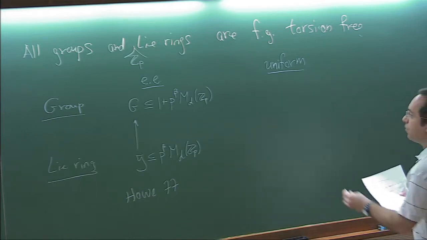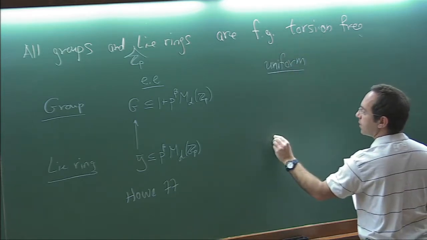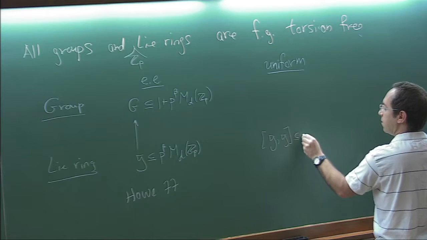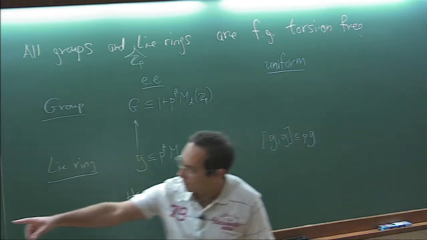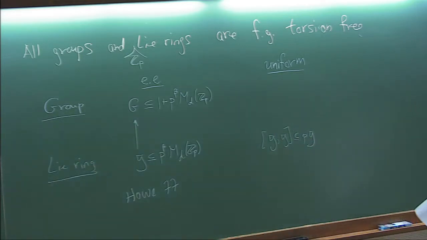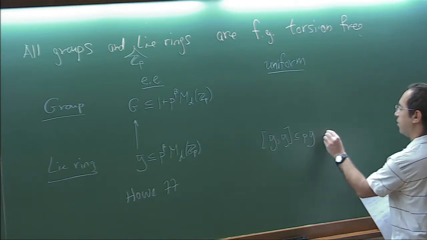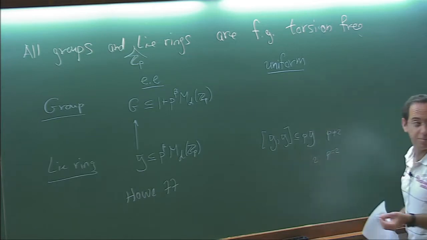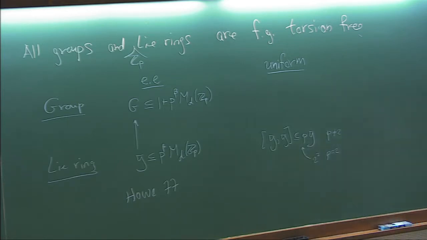And a uniform Lie ring is a finitely generated torsion-free Lie ring that satisfies that G, the commutator of G with itself, is contained in pG. And similarly to the twist we had in the plot for p equals 2, if p is 2, you replace this p by 2 squared, yeah. So this is a uniform Lie ring.